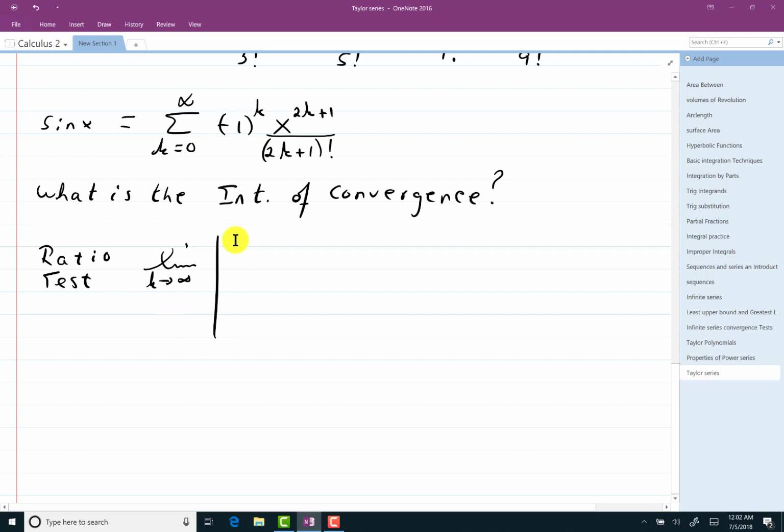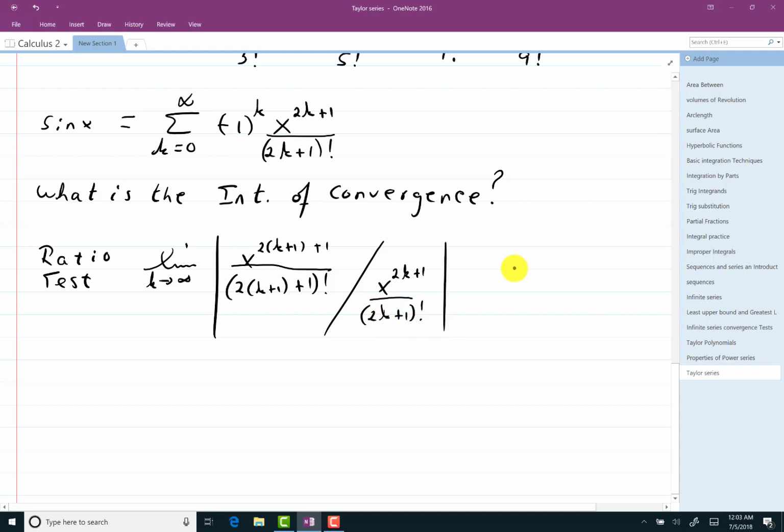Now, once you do the absolute values of this, you can ignore the minus sign, or whatever this thing is going to be, because it's going to squash that anyways. So all I have to do is work with these things. So I'll have x, and instead of a k, I'll replace it with k plus 1. And likewise in the denominator, I'll get 2 times k plus 1 factorial. And that's supposed to be divided by the kth term, which is x to the 2k plus 1 divided by 2k plus 1 factorial.